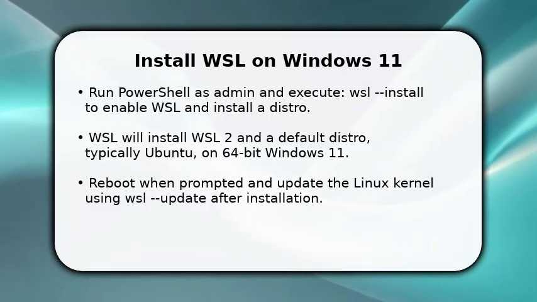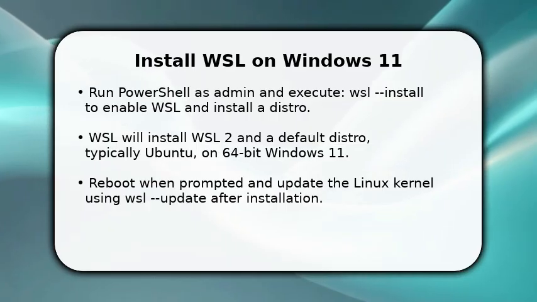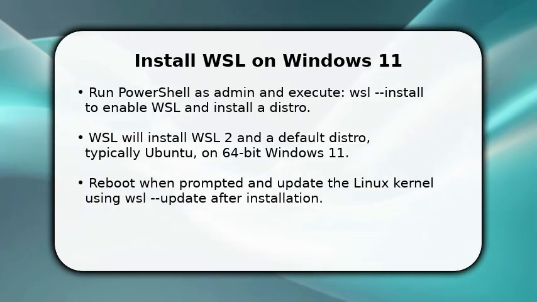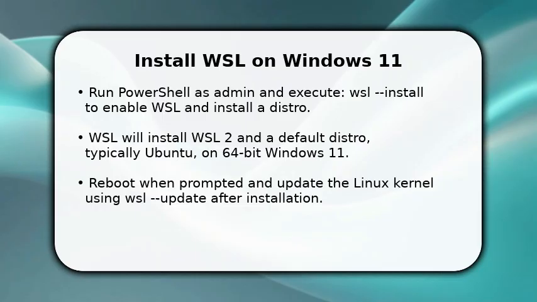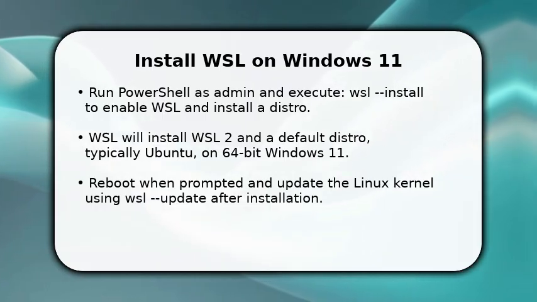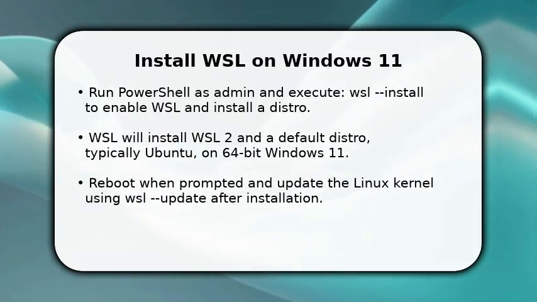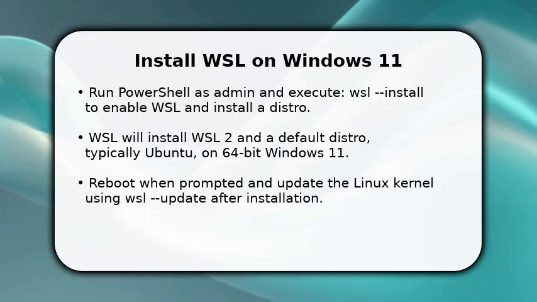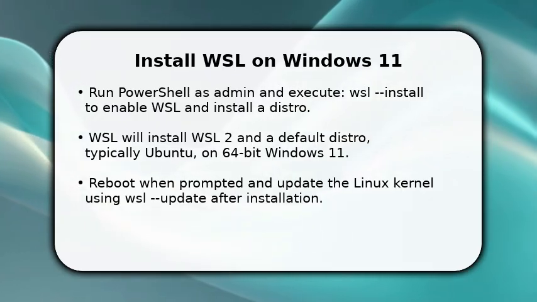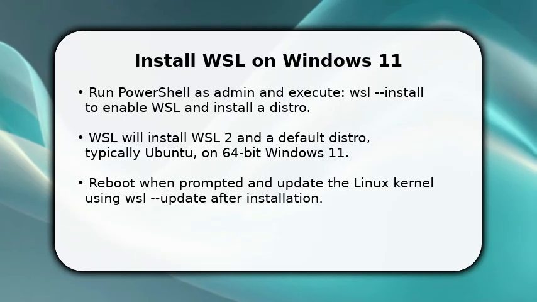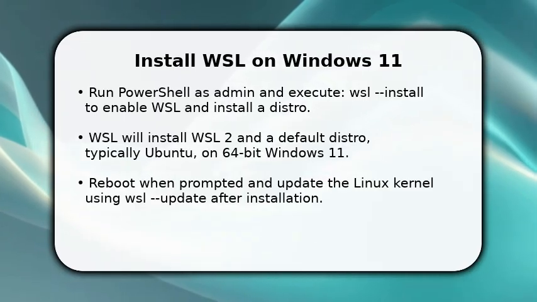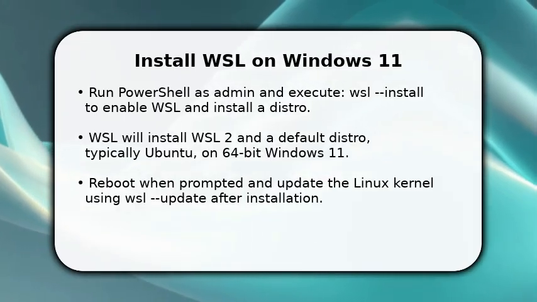Open PowerShell as administrator and prepare to run a single command. Run wsl --install to enable WSL and install a Linux distro automatically. The installer configures WSL2 as the default backend and typically installs Ubuntu on 64-bit Windows 11. Reboot when prompted by the installer to complete kernel setup.